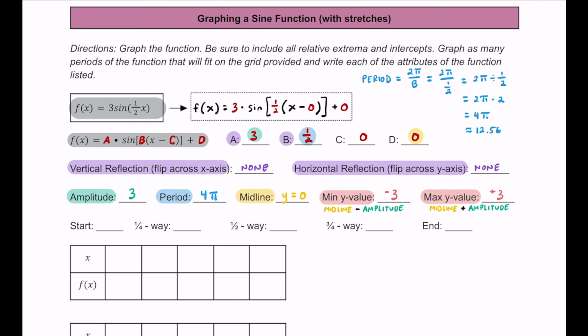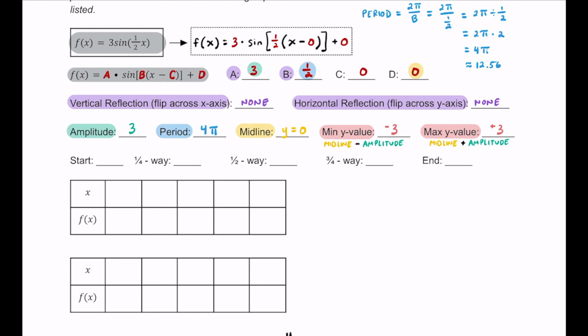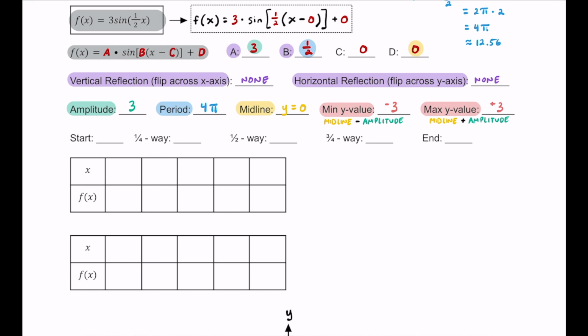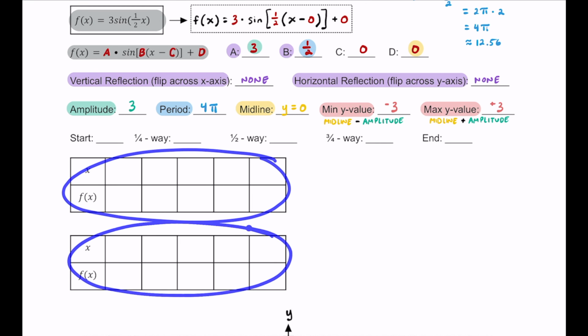All right, now that we have all those background bits of information out of the way, let's go ahead and see if we can get some tables and some graphs together. Just like in the last video, I'm going to use this table here to write the 5 important points of the parent function, and then we're going to transform them over here to the particular 5 points we need for this function.